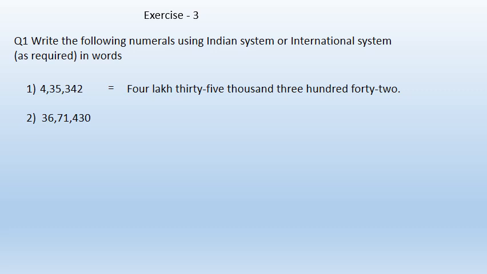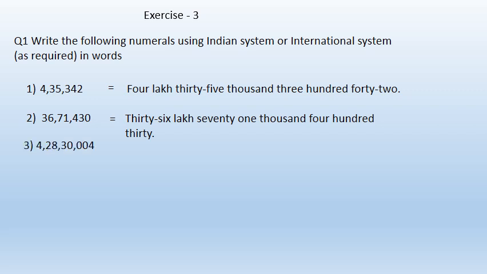Now again, what are we going to do? We are going to observe the comma. Here the last three digits are given, then comma, then the next is a two-digit number. As a two-digit number is given, that means it is our Indian system. Now 430 is ones period, 71 is thousand period, 36 is lakh period. So we are going to write it down as 36 lakh 71,430. Come on students, just write down.